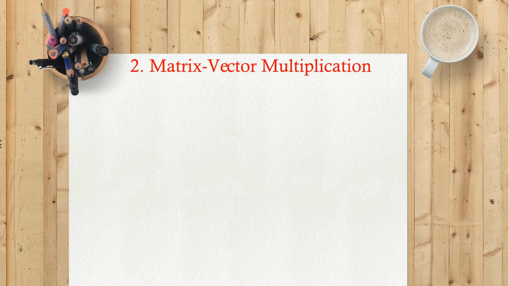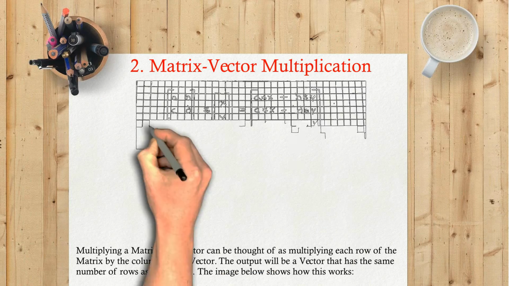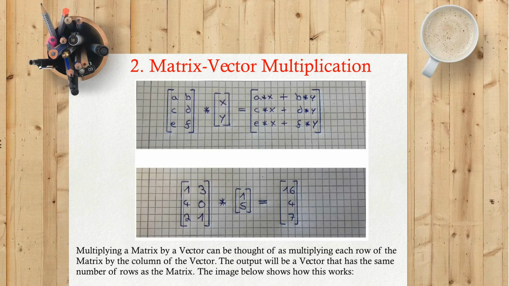2. Matrix-vector multiplication. Multiplying a matrix by a vector can be thought of as multiplying each row of the matrix by the column of the vector. The output will be a vector that has the same number of rows as the matrix. The image below shows how this works.